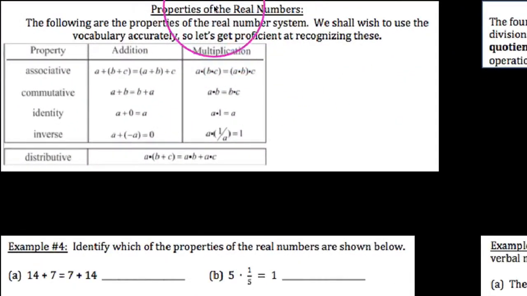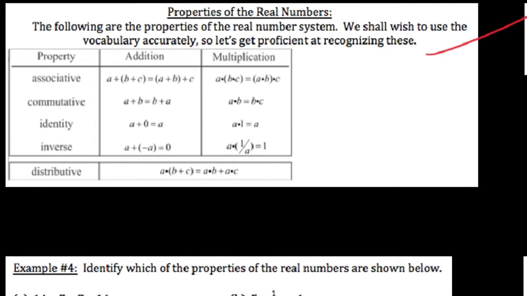Hey YouTube, in this video we're going to talk about the properties of the real number system under the four operations that we use often, which are addition, subtraction, multiplication, and division. You have noticed up to this point in your life, I'm sure, that when you operate on numbers, certain properties apply. So for example, with addition, we could say that 4 plus 3 is the same thing as 3 plus 4.